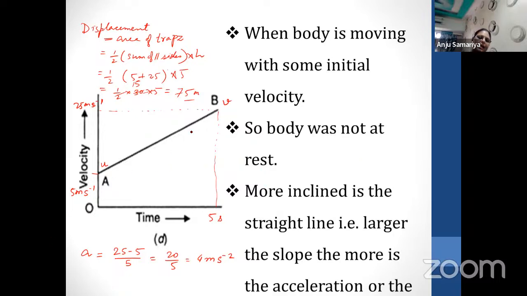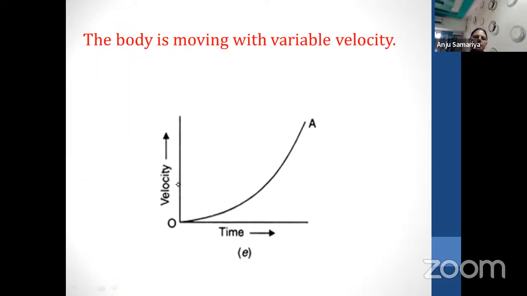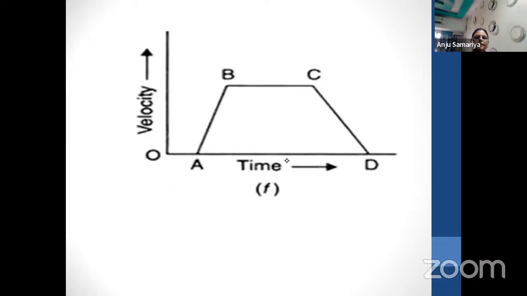The more is the inclination or the slope, the more is the acceleration. Now this is the graph where the body is moving with variable velocity. We just have to identify whether the velocity is variable or not. We don't have to do any calculations with this kind of graph. Now look at this graph.